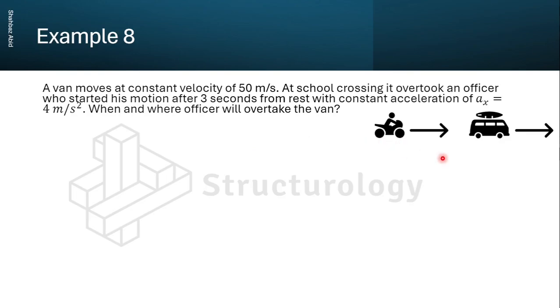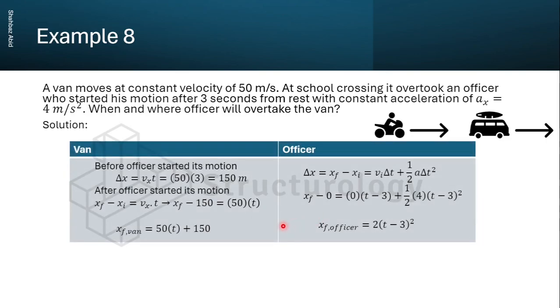Since it's a relative motion question, we know that when two objects meet, they are going to meet at the same position and at the same time, which means the final position of the officer is equal to the final position of the van. So to solve this problem, we have to consider the van calculation and the officer calculation one at a time.